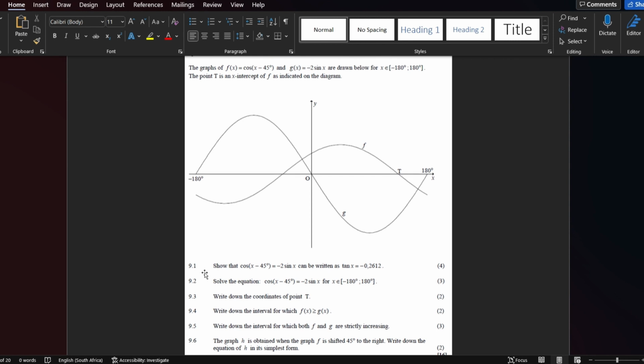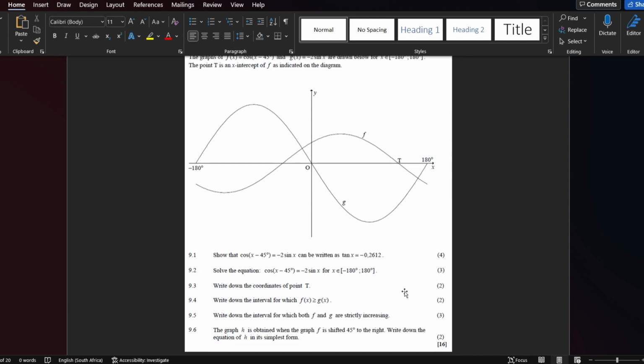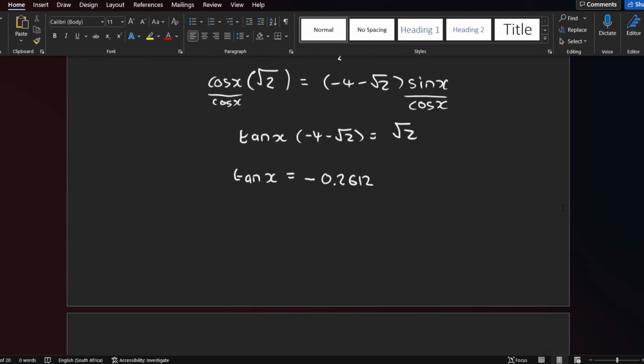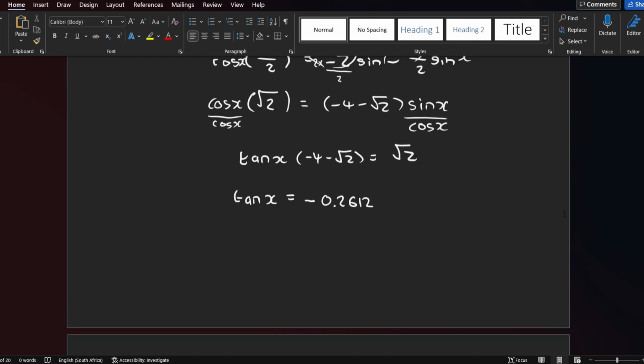Question 9.2 asks us, solve the equation cos(x - 45°) = -2 sin x for that interval, or for that domain. So basically this is already giving us a hint saying we need to use the first question, because as you can see, these two expressions are the same. So they're basically asking us to solve for this expression for this interval, meaning we have to determine the values of x for which this expression is true in this interval. So basically what we are doing is finding the general solution and substituting in values of k to give us the answer to that general solution.